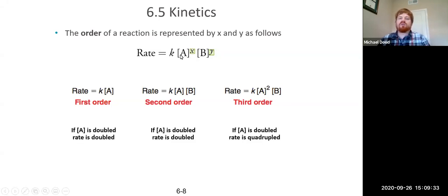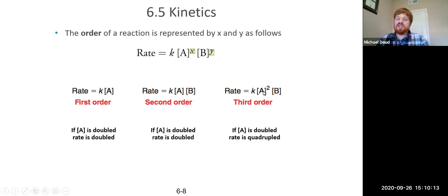If it's A to the 0, then that's not going to affect the rate at all because the concentration is raised to the 0 power. That just gives you a 1, so the rate is unaffected. On the other hand, you could have 1st order, where as the concentration increases, the rate increases the same way. So if you double the concentration of A, then that doubles the rate. On the other hand, you could have a 2nd order reaction. I think this slide is a little bit confusing, so let me walk you through it. This reaction is 2nd order in A.